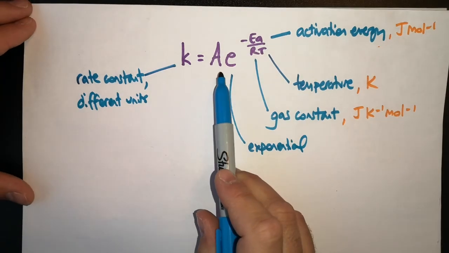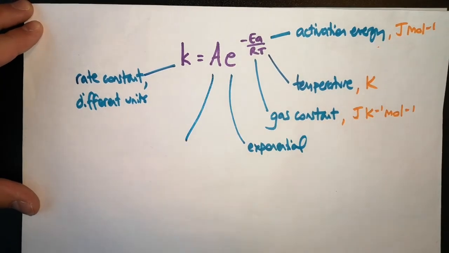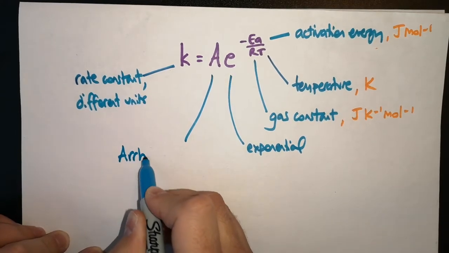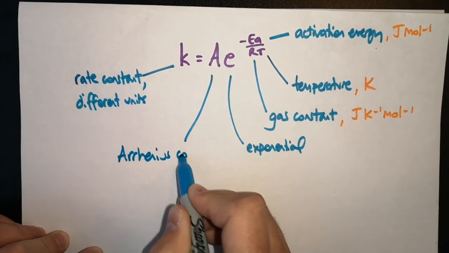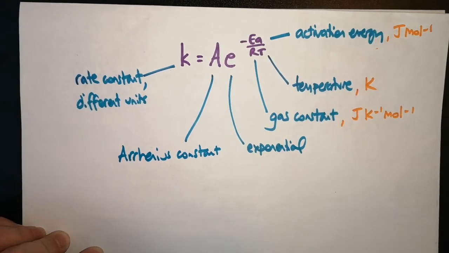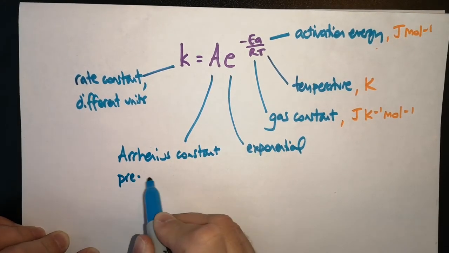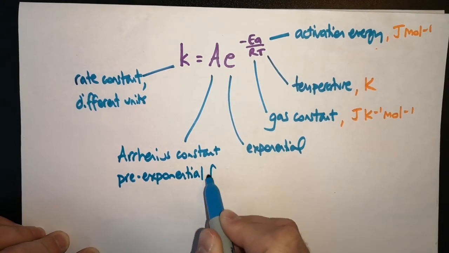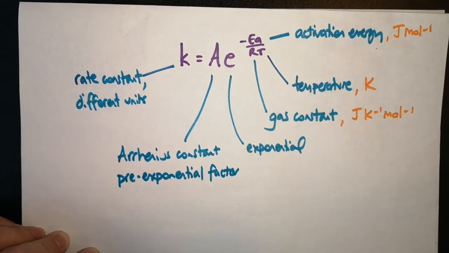Right, so the other one we've not explained yet is A. Now this has a few different names you might meet. You might see it as the Arrhenius constant. You might see it as the pre-exponential factor, in that it comes just before the exponential. Or you might see it called the frequency factor.